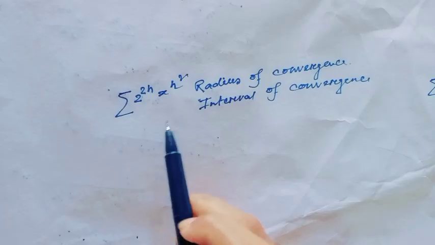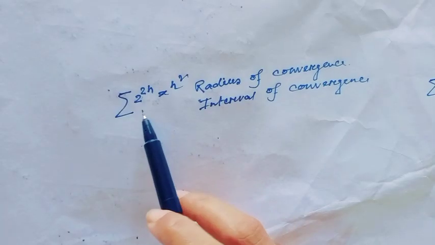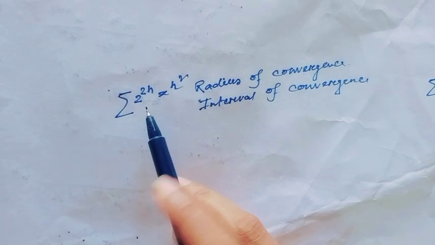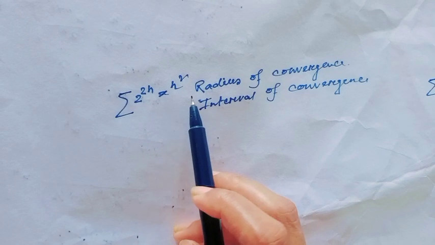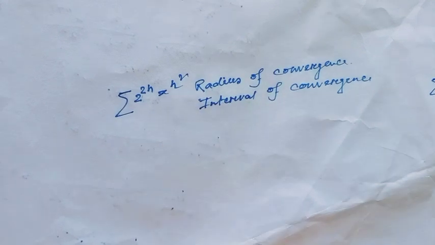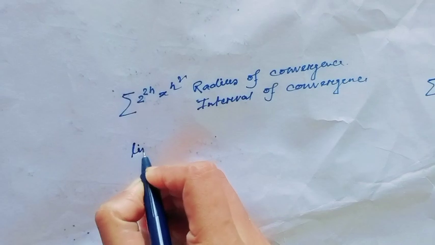Now I will see a different, interesting type of power series, and I will find its radius of convergence. We will find the radius of convergence of this power series, 2 to the power 2n times x to the power n square. Here also I will use the ratio test.